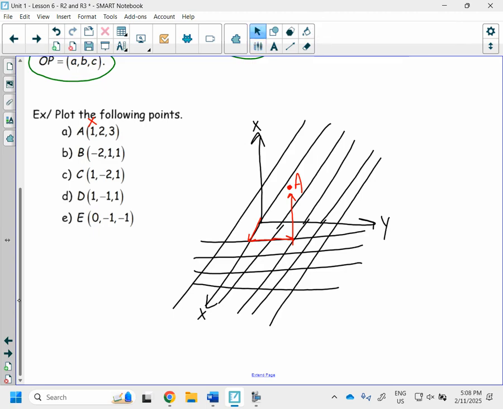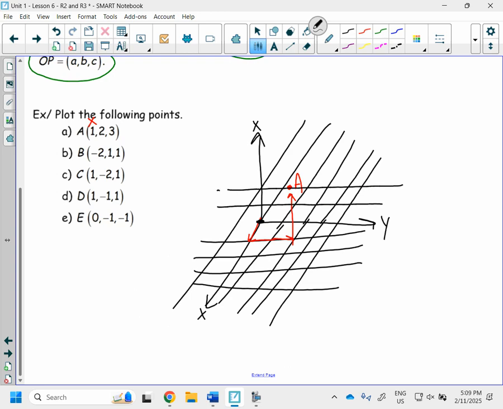B, -2 on the x means I'm going backwards on the x-axis. So if the origin is right here, backwards on the x-axis means I'm going back 2. I'm going 1 on the y, and then I'm going to go 1 on the z, so I'm going to go up. The hard part is the up part. You have to imagine that's physically above the xy plane, above the floor.